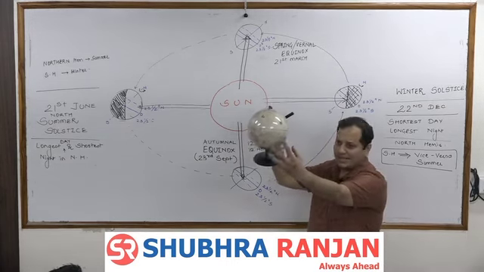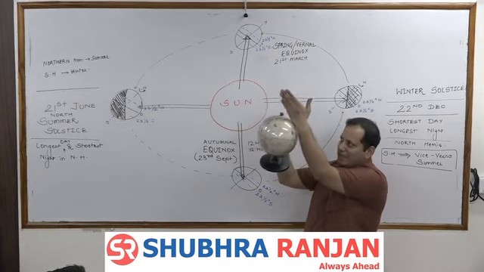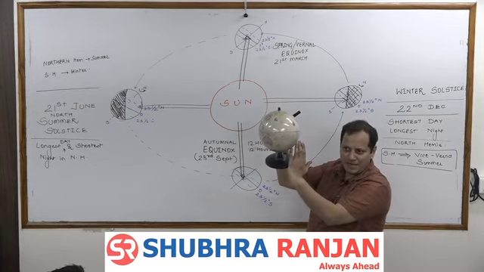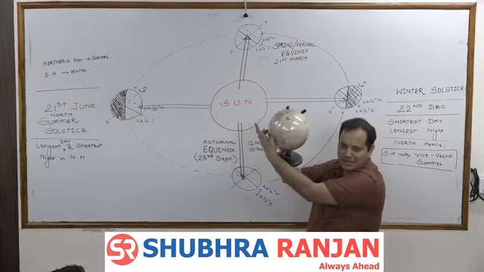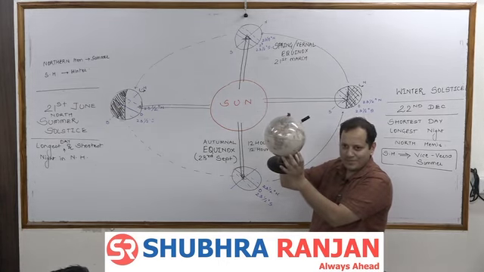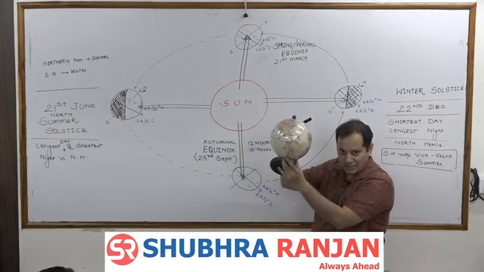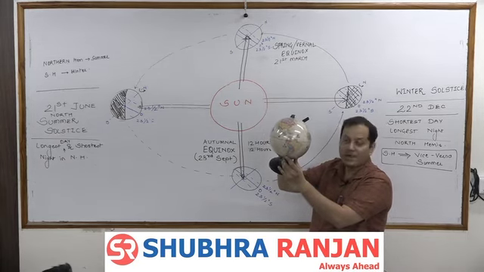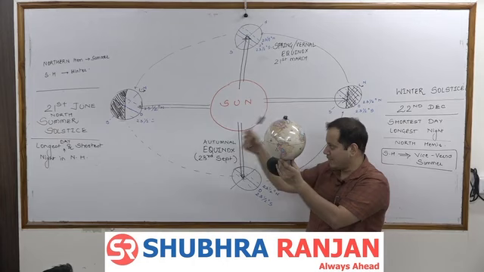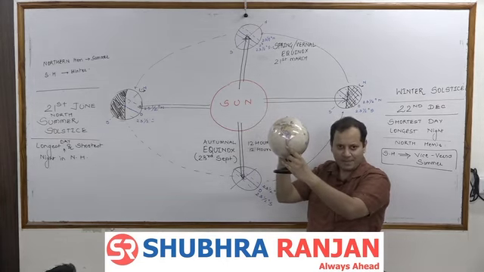Because the sun rays are falling exactly on the center of the earth, that is the equator. And because it is falling on the center of the earth, half part is illuminated and the other half part is dark. Earth is also rotating. So half part will be illuminated, half part will be dark. But during the equinoxes, whether it is spring or autumn, now I'll take the winter solstice.